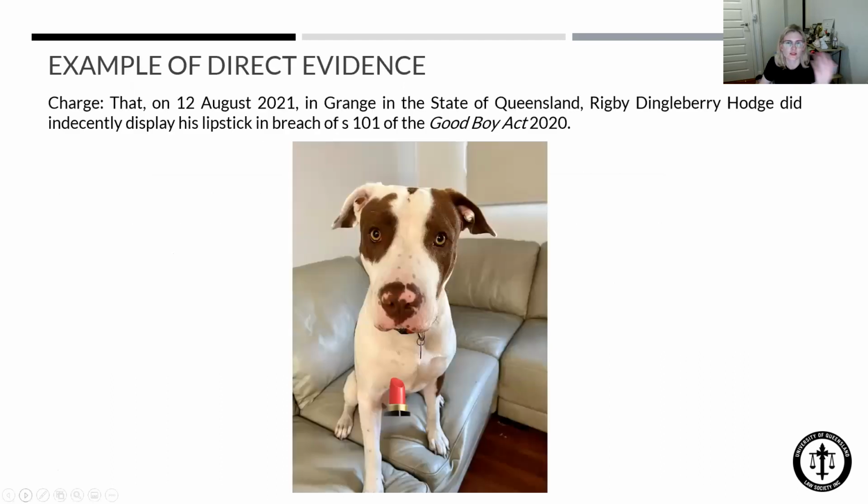So this is an example of direct evidence: a made up charge under a made up act. On the 12th of August 2021 in Grange in the state of Queensland, Rigby Dingleberry Hodge, my dog, did indecently display his lipstick in breach of Section 101 of the Good Boy Act. Now, putting to one side the fact that the photograph might not necessarily be direct evidence, if you have a witness describing that, that is direct evidence, because that is the incident occurring.